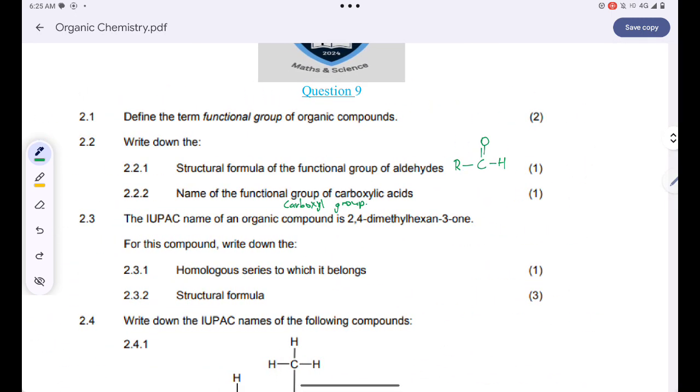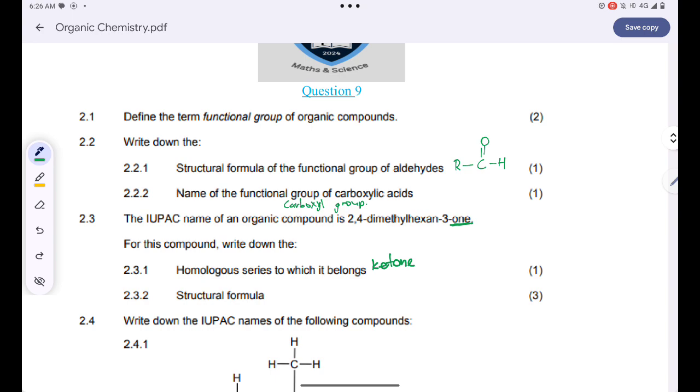Okay, the IUPAC name of an organic compound is 2,4 dimethyl hexan-3-one. We are dealing with the ketone. How do I know that we are dealing with the ketone? The suffix of this organic compound tells me. Since the suffix is "-one", that means I'm dealing with the ketone. Okay. For this compound, write down the homologous series to which it belongs. We said it's a ketone.